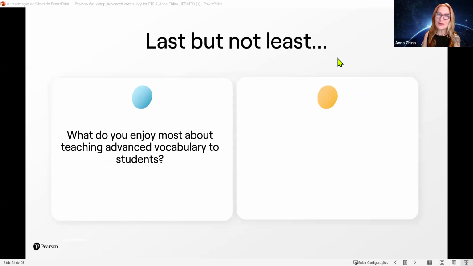What do you enjoy most about teaching advanced vocabulary to students? Build confidence, very good, Artie. When teachers give feedback to students.